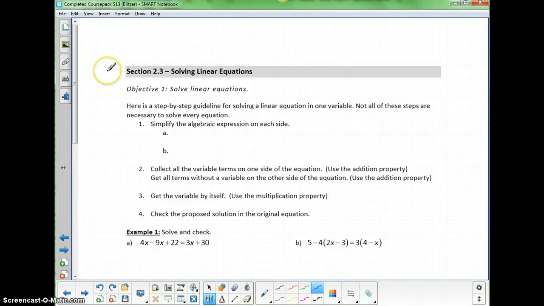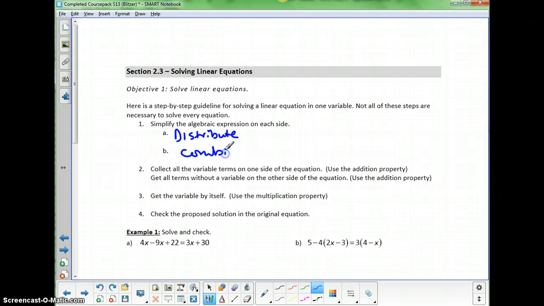Section 2.3, Solving Linear Equations. So here we're going to make a step-by-step guide for solving linear equations. The first step is to simplify the algebraic expression, and this may come from two parts, maybe distributing, and maybe from combining like terms.